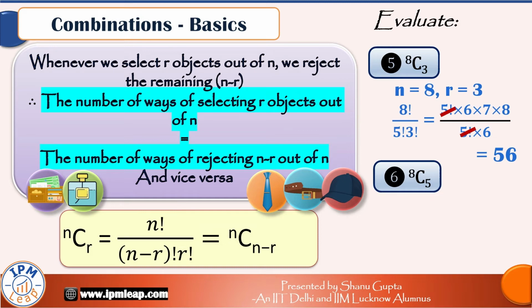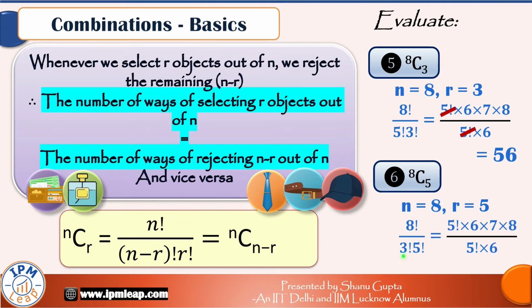Now let's evaluate 8C5. In 8C5, n is again 8 and r is 5. So we get 8 factorial over 8 minus 5, that is 3 factorial into 5 factorial. It is easy to see that the denominators of 8C3 and 8C5 are the same in value, because in 8C3 we had 5 factorial into 3 factorial, whereas in 8C5 we have 3 factorial into 5 factorial. Their value is the same. So 8C5 is equal to 8C3. It is equal to 56.